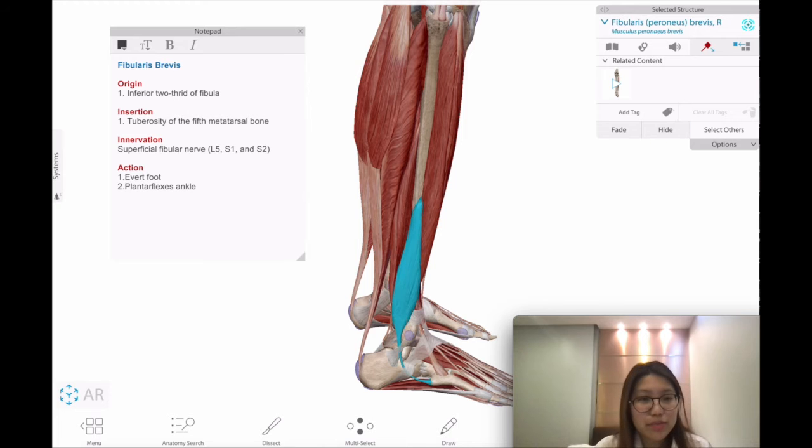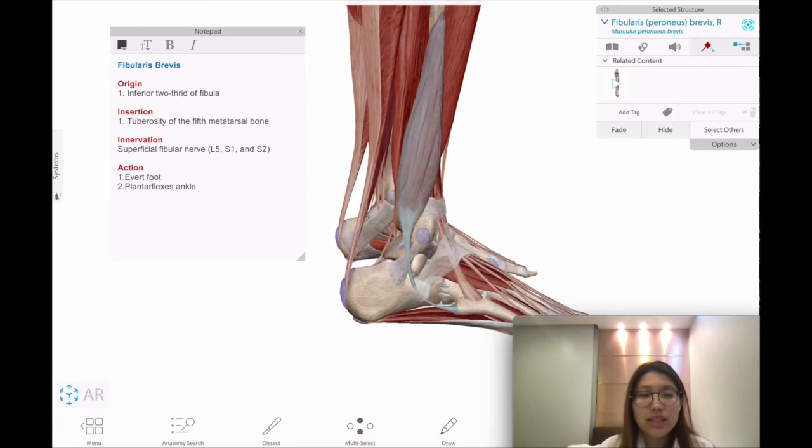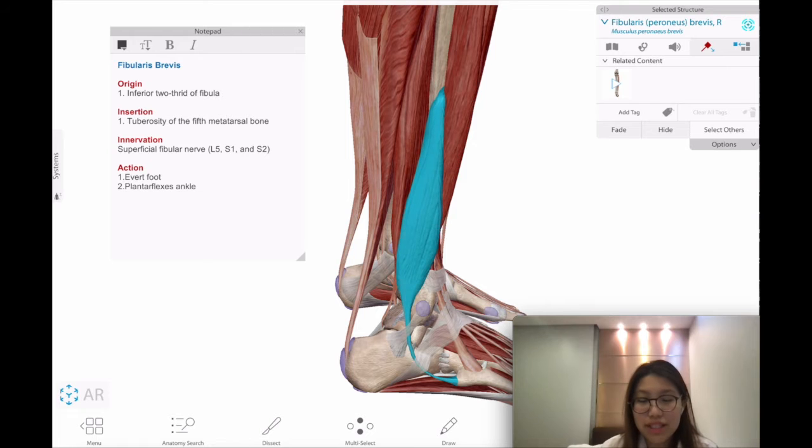This is the fibularis brevis. It originates at the inferior two-thirds of the fibula and inserts at the tuberosity of the fifth metatarsal bone. The innervation is the superficial fibular nerve, and its action is to evert the foot and plantar flex the ankle.